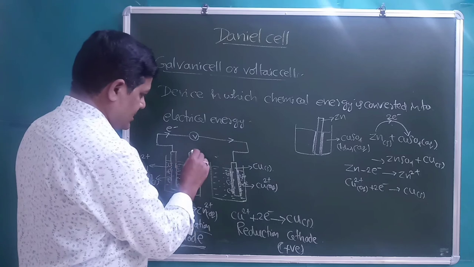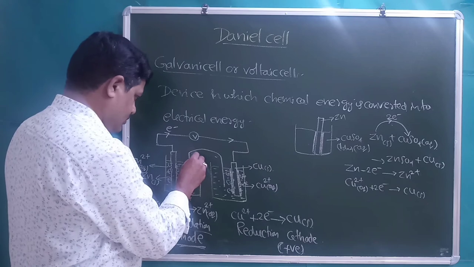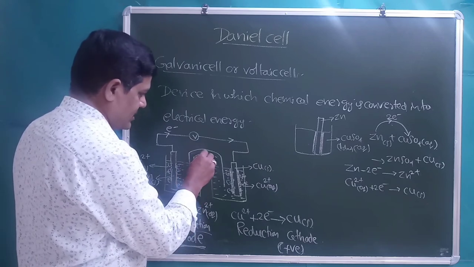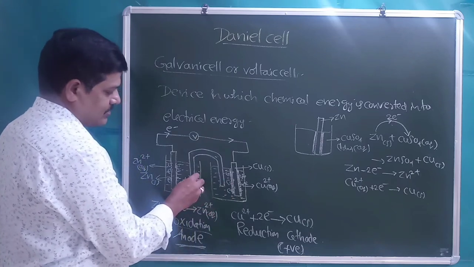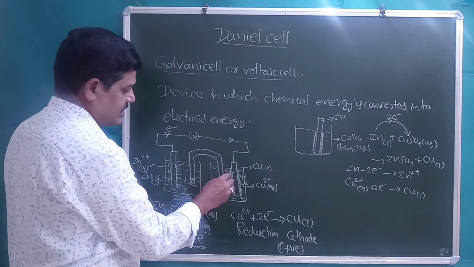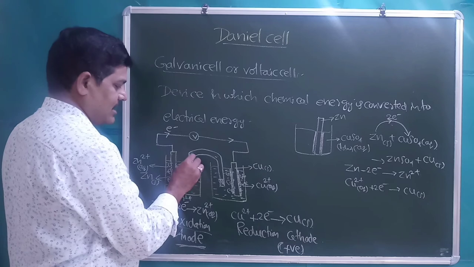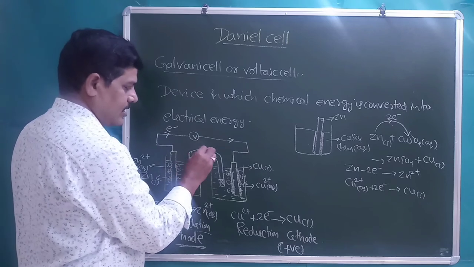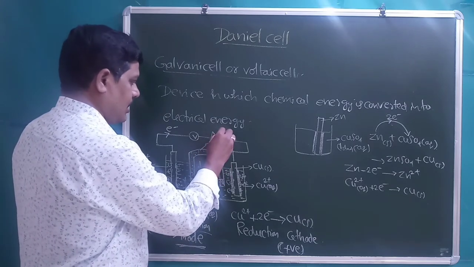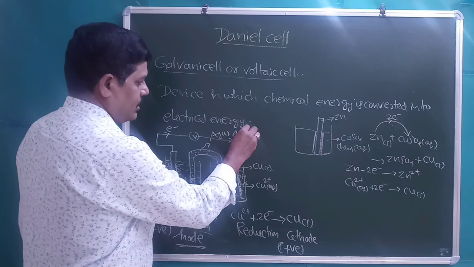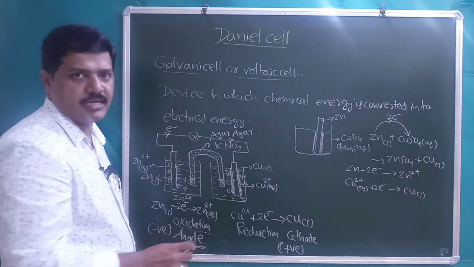Salt bridge. It is an inverted glass tube. Two porous plugs are fitted to it. Before that, it is filled with an organic substance, a paste-like substance, agar. It is filled with the agar and a strong electrolyte like KNO3, KCl.